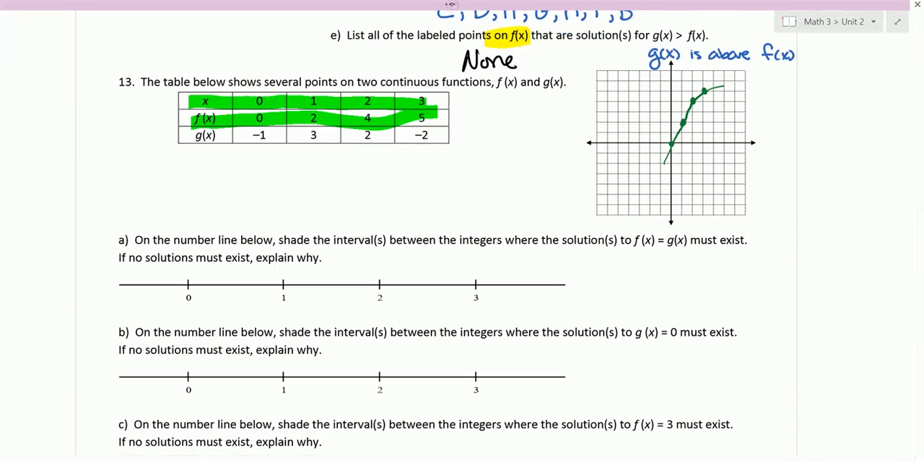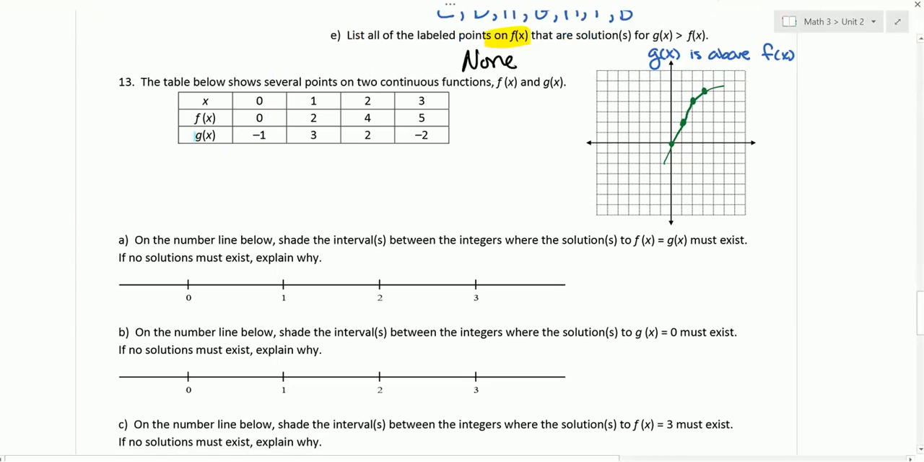Then in blue, I'm going to erase the highlighted here. And I'm going to highlight what I'm going to use to graph g of x. So those are the y values for g of x, and the top row are the shared x values. Okay. So the first point I'll plot in blue is 0, negative 1. And then 1, 3. And then 2, 2. And then 3, negative 2.